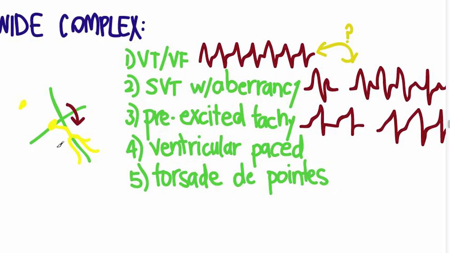A ventricular paced rhythm is going to be a rhythm that starts somewhere in the ventricle. And torsade de pointes.